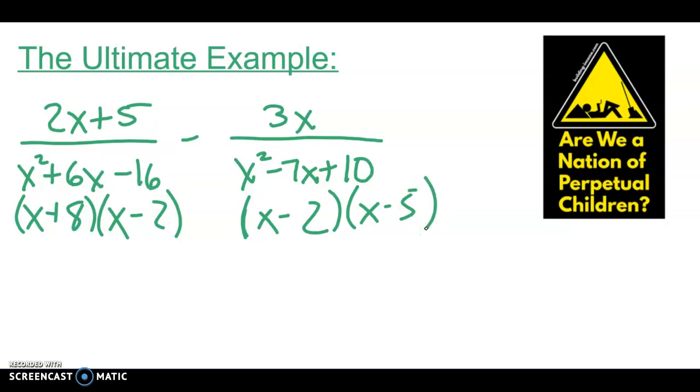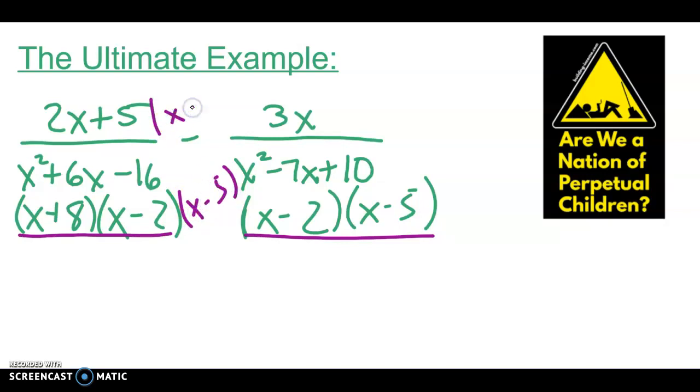So again, we're going to act out the petulant children here. Look at the denominators, and they're jealous of each other. The left side has x plus 8 and x minus 2, but it does not have an x minus 5, and the right side does. So we give the left side an x minus 5 in order to make them the same.